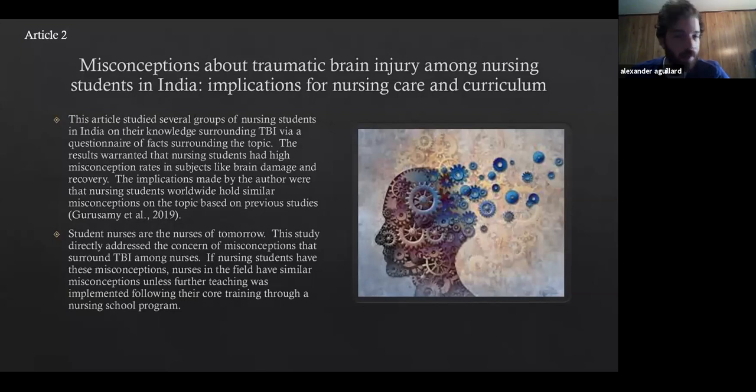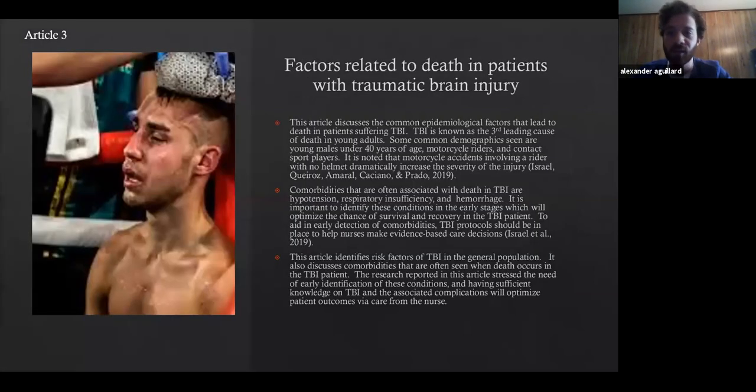The implications made by this author were that nursing students worldwide hold similar misconceptions to those that these Indian nursing students held. And that's safe to say. I think the implication here is that if students have misconceptions in nursing school, there's a high probability that nurses in the field have similar misconceptions. So it's important that we educate on them. I'm going to get to an article on that.